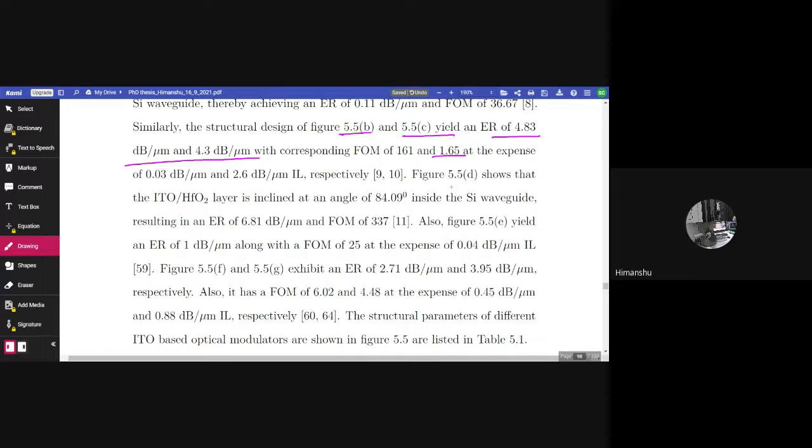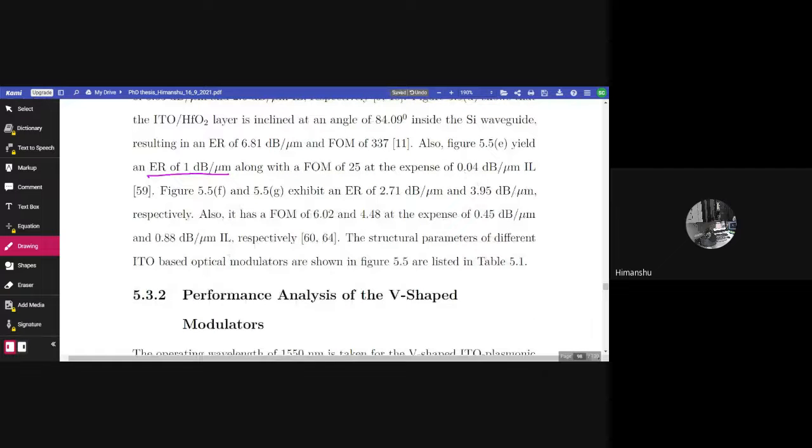Figure 5.5d shows the ITO-HfO2 layer is inclined at an angle of 84.09 degrees inside the Si waveguide, resulting in an ER of 6.81 dB per micrometer and FOM of 337, reference 11. Also, figure 5.5e yields an ER of 1 dB per micrometer along with a FOM of 25 at the expense of 0.04 dB per micrometer insertion loss, reference 59. Figures 5.5f and 5.5g exhibit an ER of 2.71 dB per micrometer and 3.95 dB per micrometer respectively. Also, they have a FOM of 6.02 and 4.48 at the expense of 0.045 dB per micrometer and 0.88 dB per micrometer insertion loss respectively. References 60 to 64. The structural parameters of the different ITO-based optical modulators shown in figure 5.5 are listed in table 5.1.